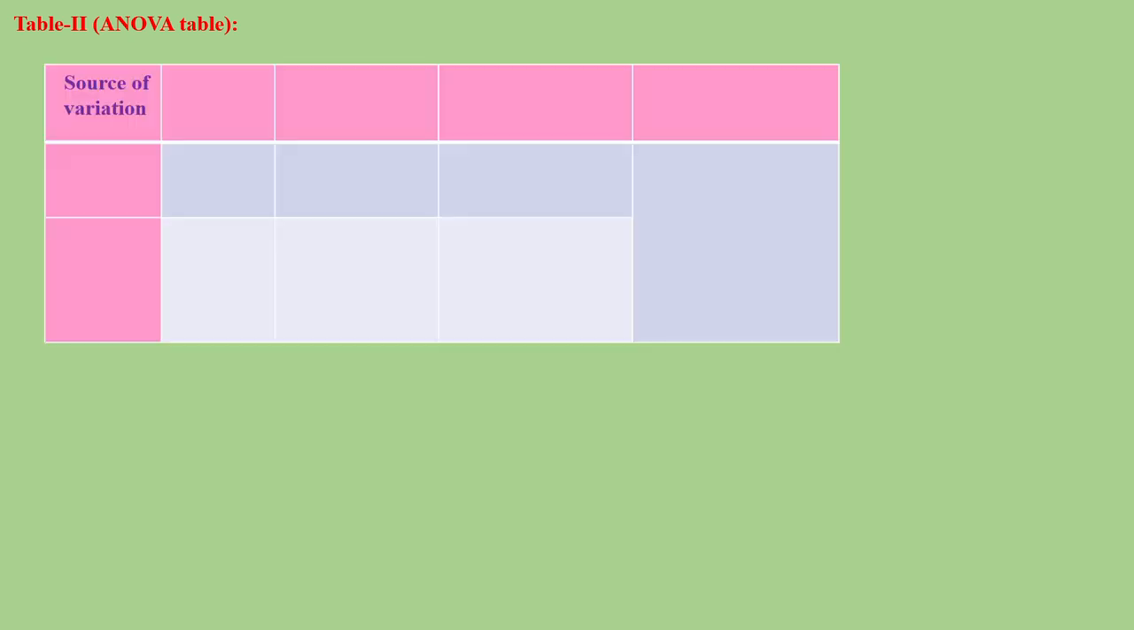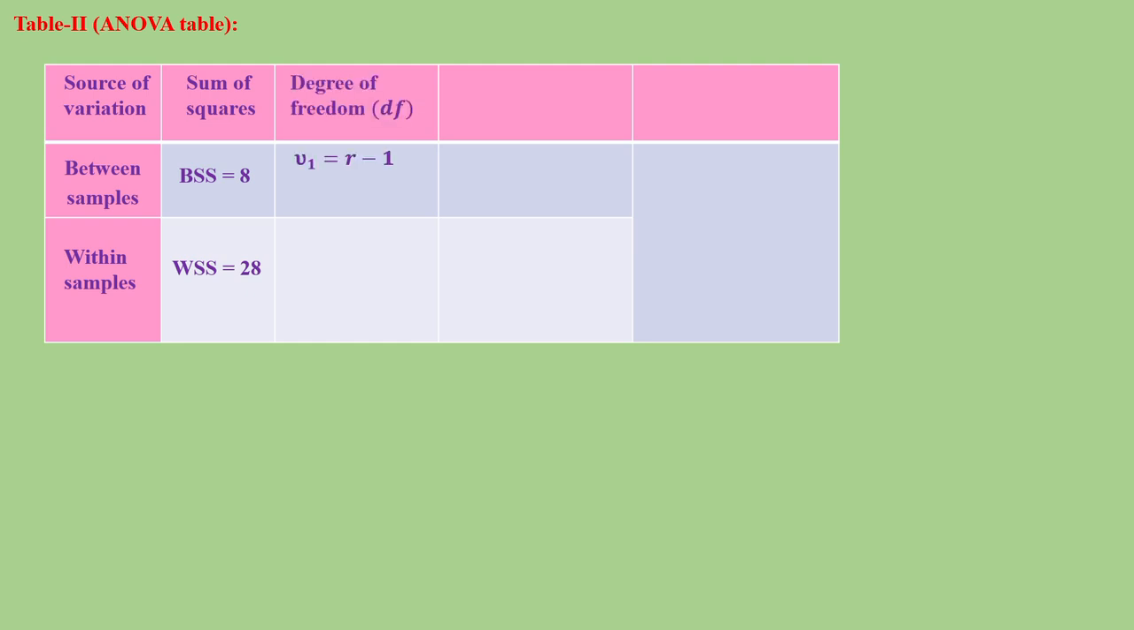Next, to prepare the second one, the main table, the ANOVA table. So first, source of variation, there are two variations, right? That is between and within. So between sample, within sample. Next, you write the sum of squares. Between sample sum of squares 8, within sample sum of squares 28. Next, you write the degrees of freedom. So first one, V1, which is equal to R minus 1 for between sample, degrees of freedom 3 minus 1, 2. Within sample, V2 is equal to N minus R. So 12 minus 3, that is equal to 9.